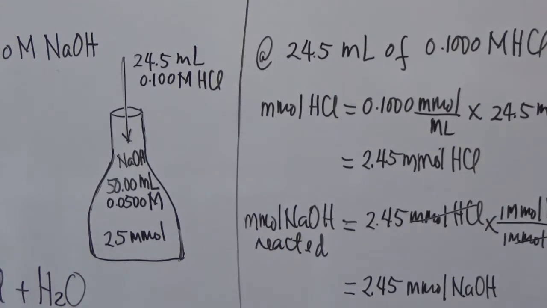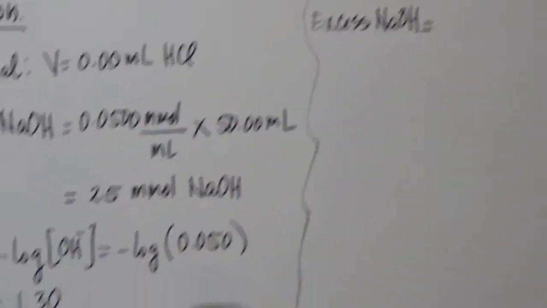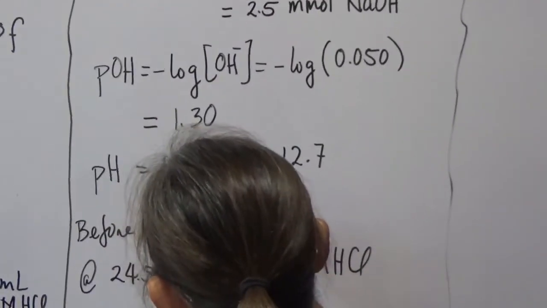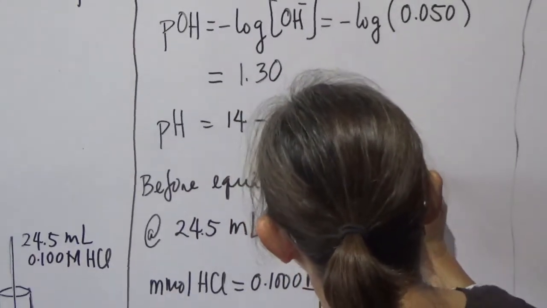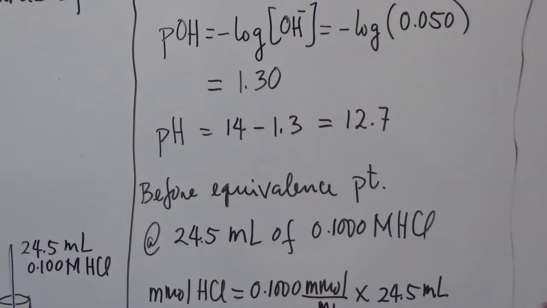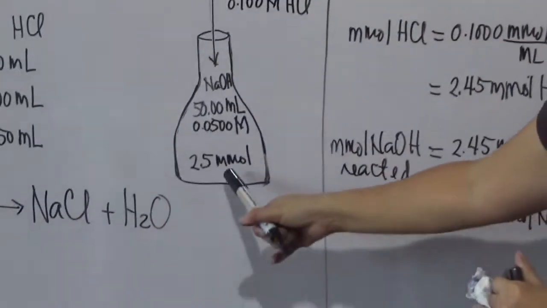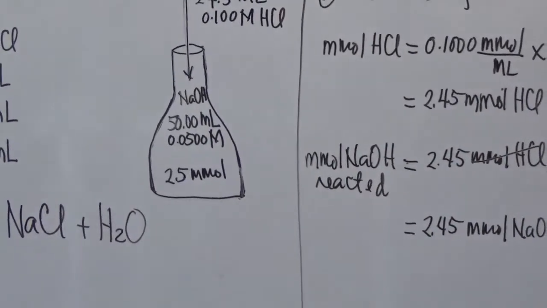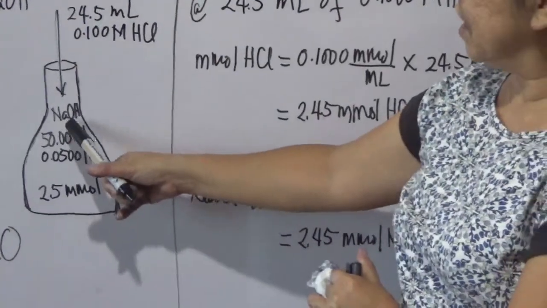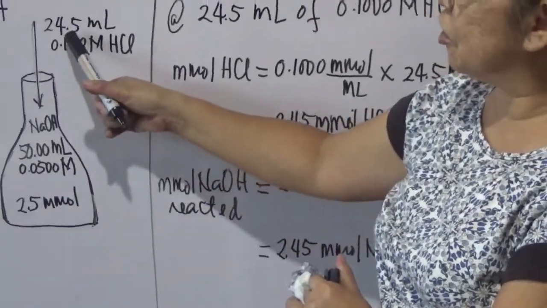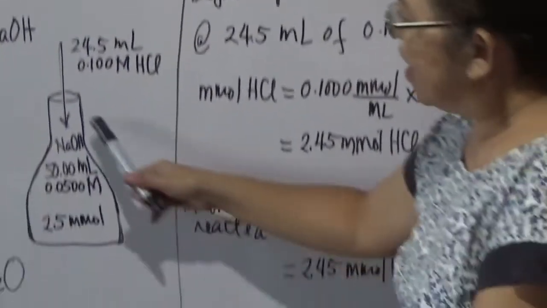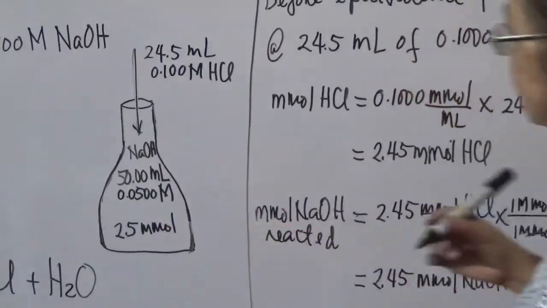Since there is excess, it is still not at the equivalence point. So this portion here is before the equivalence point. Why is it before the equivalence point? Because not exactly the same amount of sodium hydroxide has reacted with hydrochloric acid. So there is still a small amount of sodium hydroxide that remains in the flask after the addition of 24.5 ml of hydrochloric acid. What is in excess after this addition is still sodium hydroxide.